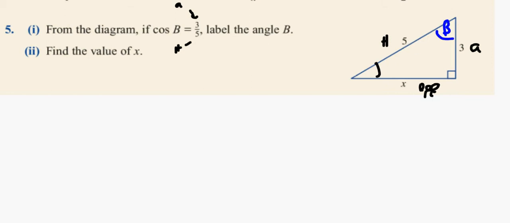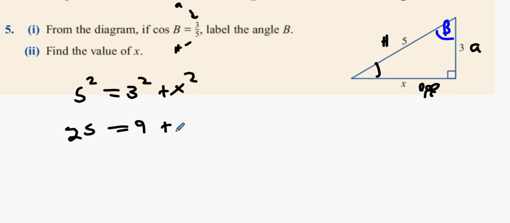Now, next thing, find the value of X. How do we find the value of X? Yes. Pythagoras' theorem, the longest side squared: 5 squared equals the shorter side squared added together. 25 equals 9 plus X squared. Riveting stuff. 25 take away 9 is 16. 16 equals X squared. And what's next? Square root. X equals 4. Absolutely amazing. Now, can we move on? Yes.